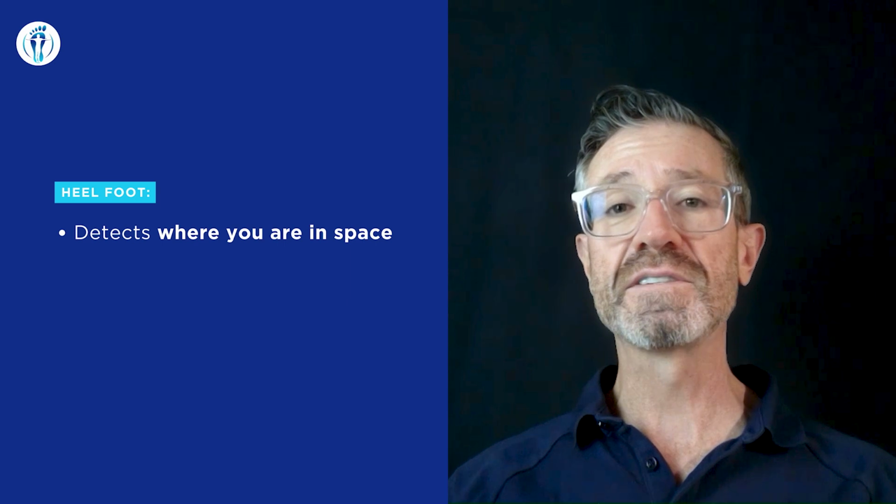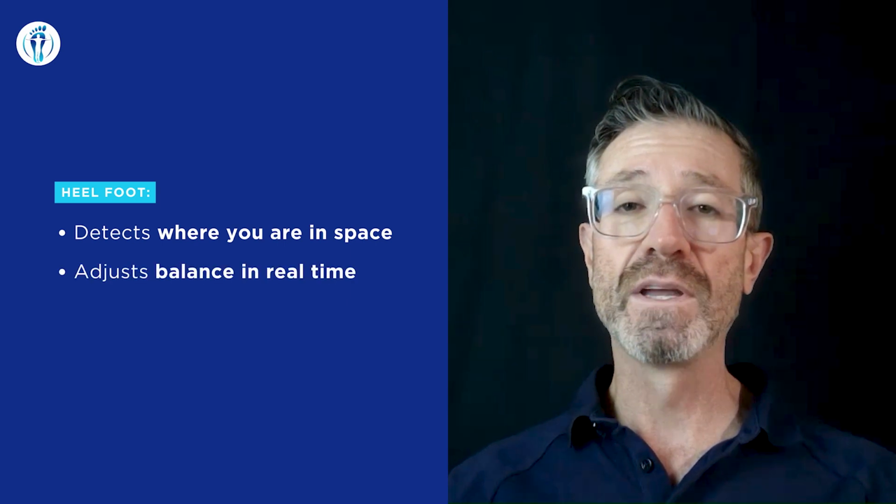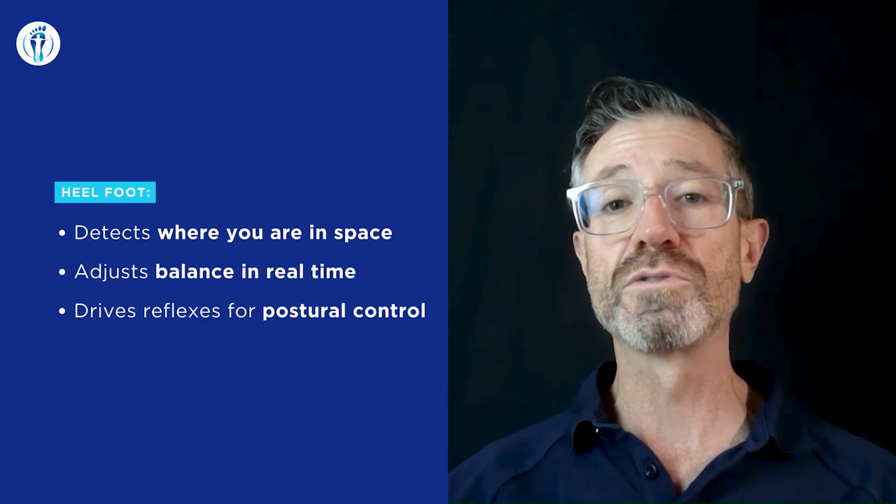The neurological role of the heel foot is to feed information to the brain. It's the first to strike the ground. It's rich in mechanoreceptors, constantly updating the brain about surface texture, pressure, speed of movement, and directional change. As a result, the heel foot detects where we are in space, adjusts our balance in real time, and drives reflexes for postural control. When we wear shoes and walk on featureless surfaces, we deaden the input from this system. This produces slower reflexes, poor balance, less efficient movement, and increased injury risk.